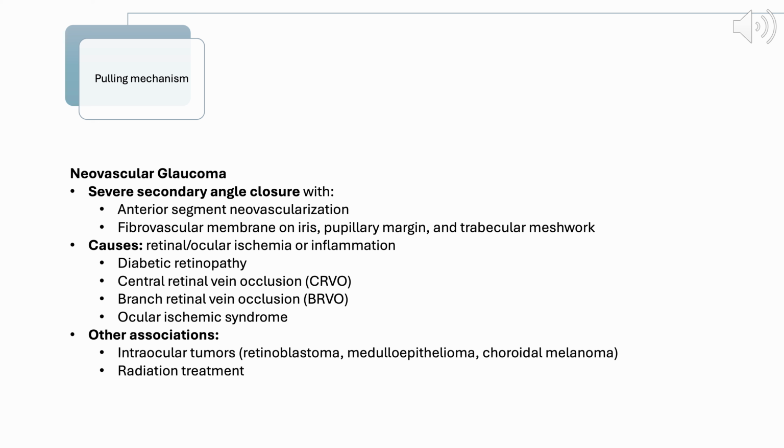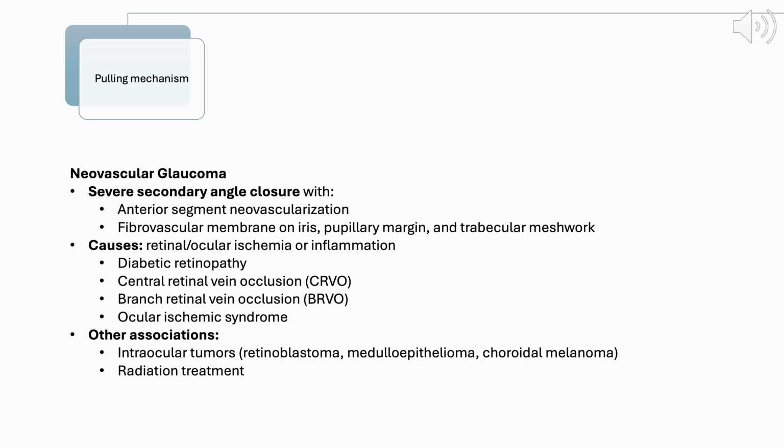The first pulling mechanism we'll discuss is neovascular glaucoma. This condition produces severe secondary angle closure driven by abnormal blood vessel growth in the anterior segment. These new vessels form fibrovascular membranes that spread across the iris, the pupillary margin, and the trabecular meshwork. As these membranes contract, they physically pull the angle closed.